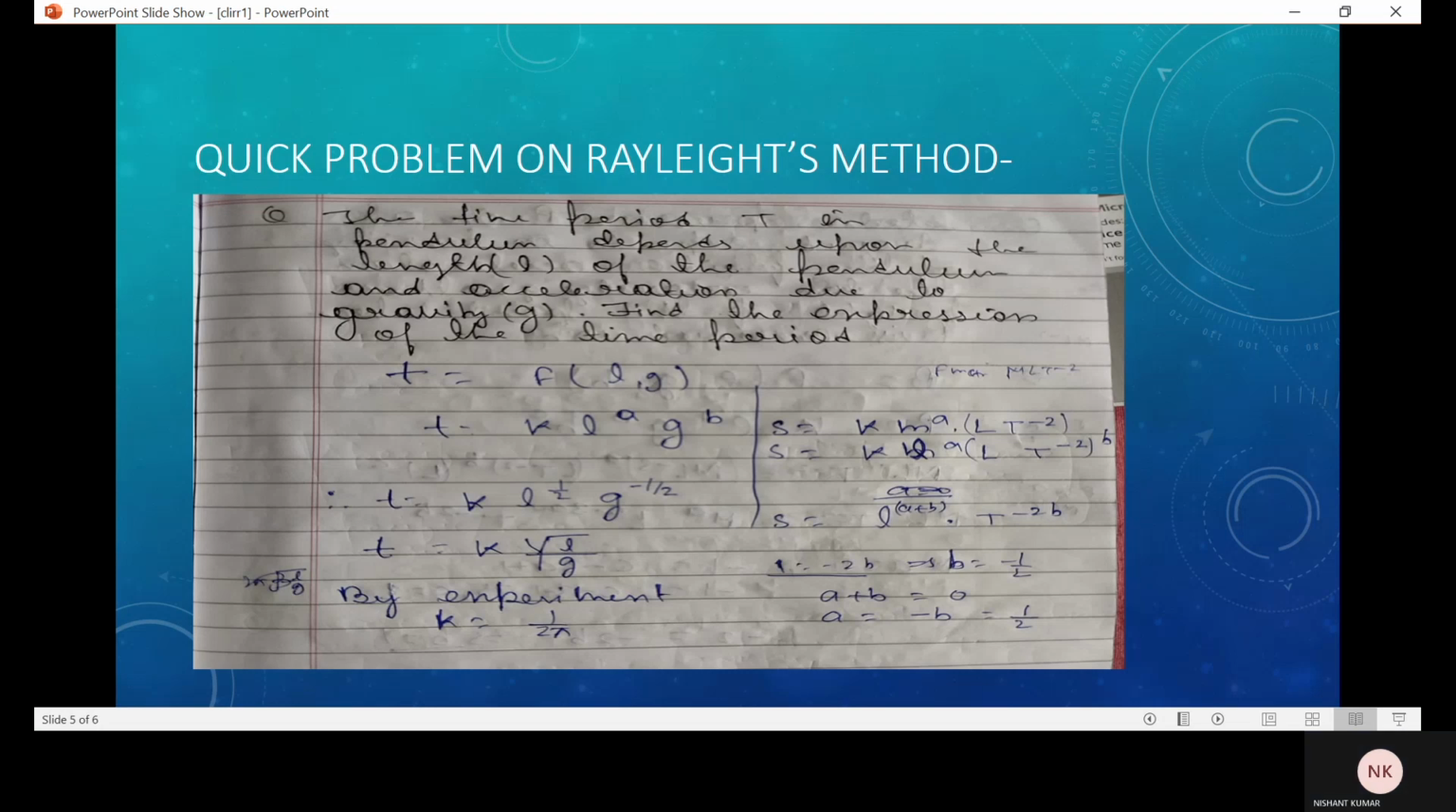We can write the dimension of L as meter, and the dimension of g is the dimension of acceleration. So the dimension of g is meter per second square. We can equate the dimensions on both sides to find a and b, and the value of k is determined experimentally. Through these two equations we can find a and b, and then find the dimension of T.